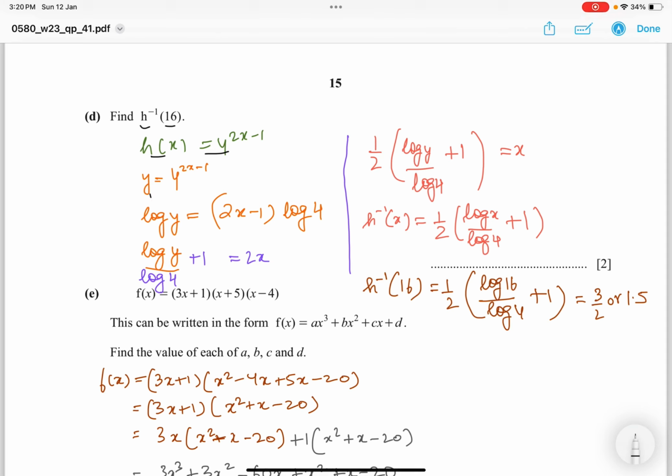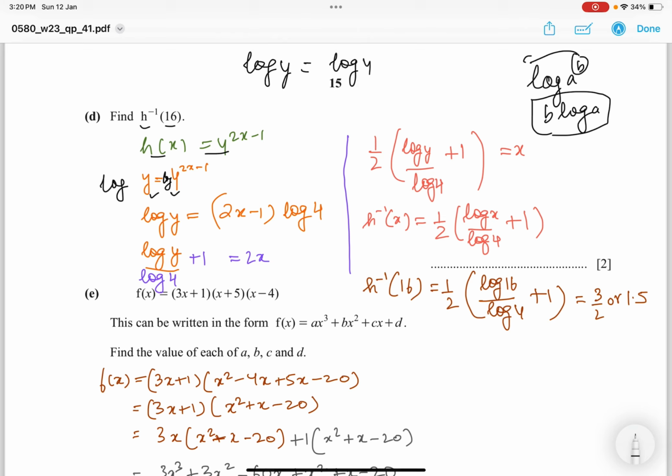We have to find inverse. We will equate it to y. Now, imagine this. If we have log a to the power b, we can take the power forward. It is b log a. You will keep that in mind now. So let us start to solve this question now. So we will take log both sides. That will result in log y equals log 4 to the power 2x minus 1. Now the power comes forward. If the power comes forward over here, it will result in log y equals (2x minus 1) log 4. Now we have to make x the subject.